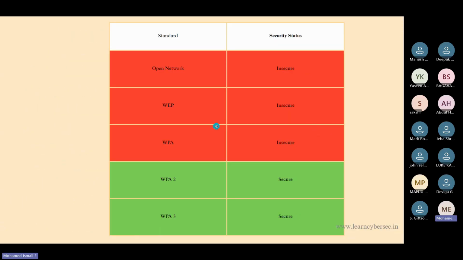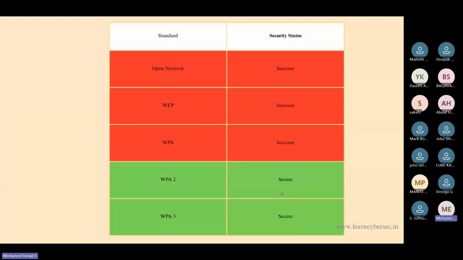So here is the same table we have discussed. For the Wi-Fi encryption standard, if you keep an open network, that is insecure. You need to use one encryption protocol. If you use WEP, it is insecure. WPA version 1 is no longer secure. WPA2 and WPA3 are secure.